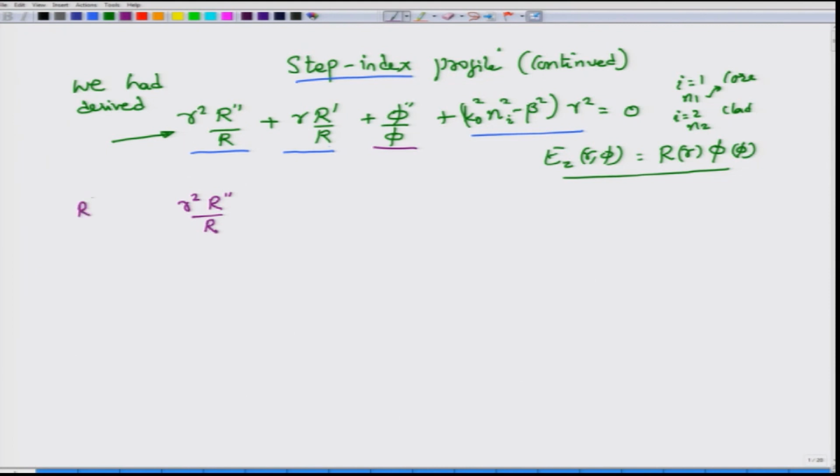Please note that r prime and r double prime denote differentiation with respect to r only. Okay. So, this is the differential equation that you are actually looking at: r double prime by r, plus r prime by r, plus k0 square n i square minus beta square times r square, plus phi double prime by phi equals 0.